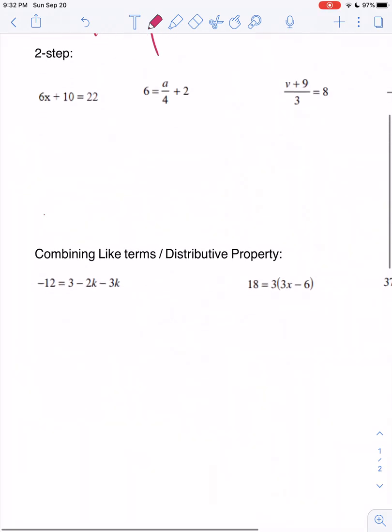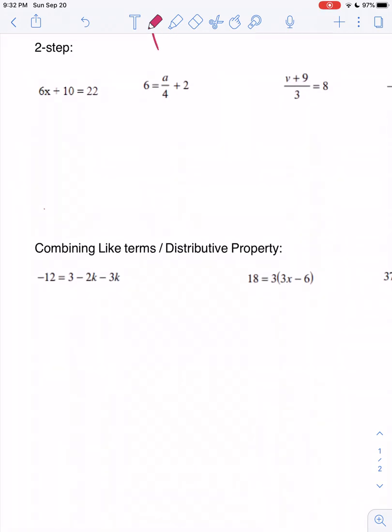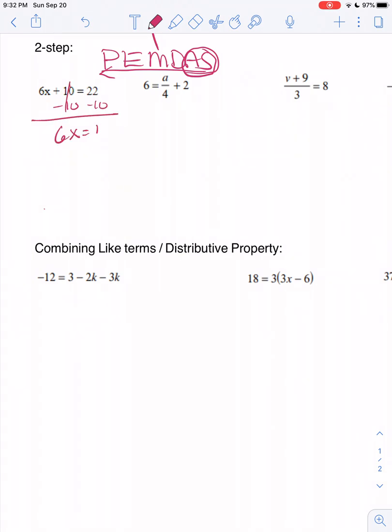Let's bump it up a little bit. Let's go to two-step equations. When we do two-step equations, we want to do the inverse of the please excuse my dear Aunt Sally. We want to do the order of operations backwards. So we first want to get rid of any addition subtraction we have. So that's what we're going to do here. To get rid of that plus 10, we're going to subtract 10 from each side. So we get 6x equals 12.